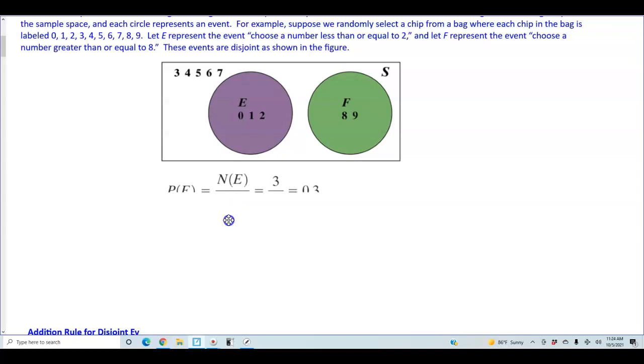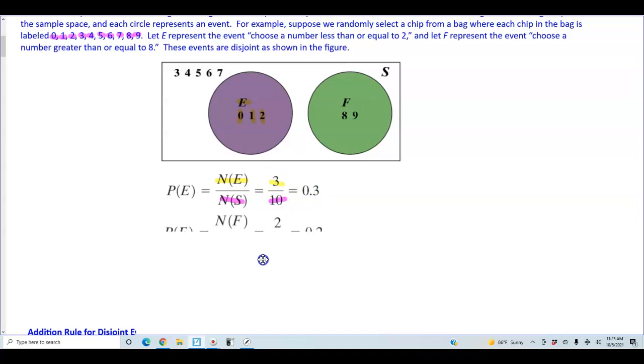So let's take a look at this. We want to find the probability of event E, meaning how many numbers do we have in event E? Well, we can see that we have 1, 2, 3 in event E. So the number of outcomes in event E is 3. Now, how many numbers do we have total in the sample space? Well, we know that we have 1, 2, 3, 4, 5, 6, 7, 8, 9, 10. So therefore, it's 3 over 10. That's how many are in the sample space. So 3 divided by 10 is going to give us 0.3.